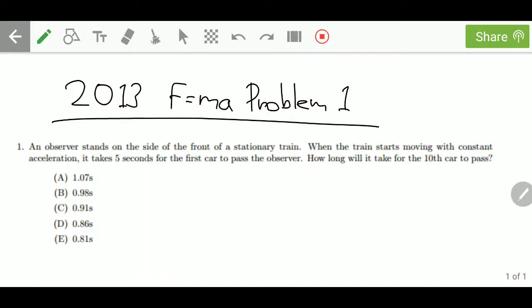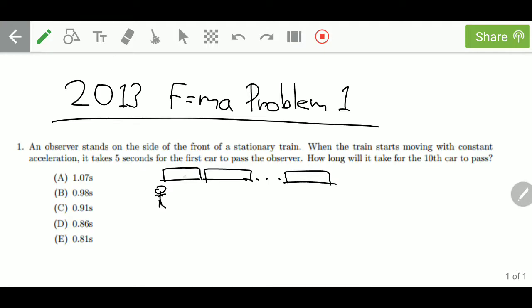Hello. In this video, I'm going to be explaining problem 1 from the 2013 F=ma contest. In this problem, we have an observer standing on the side of the front of a stationary train. And the train has a bunch of cars of equal length. Interestingly enough, it does not actually say that, but you kind of just have to assume it.